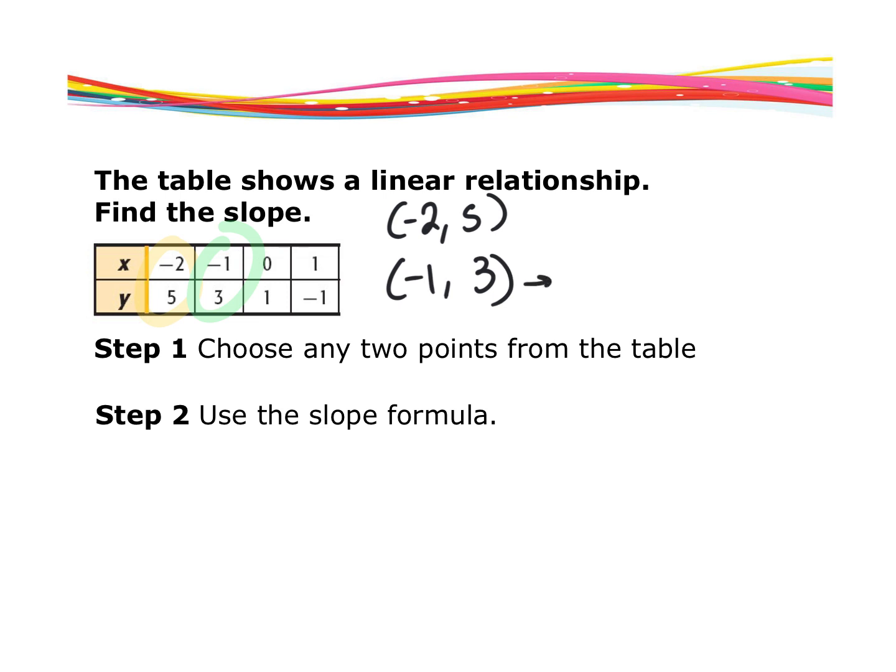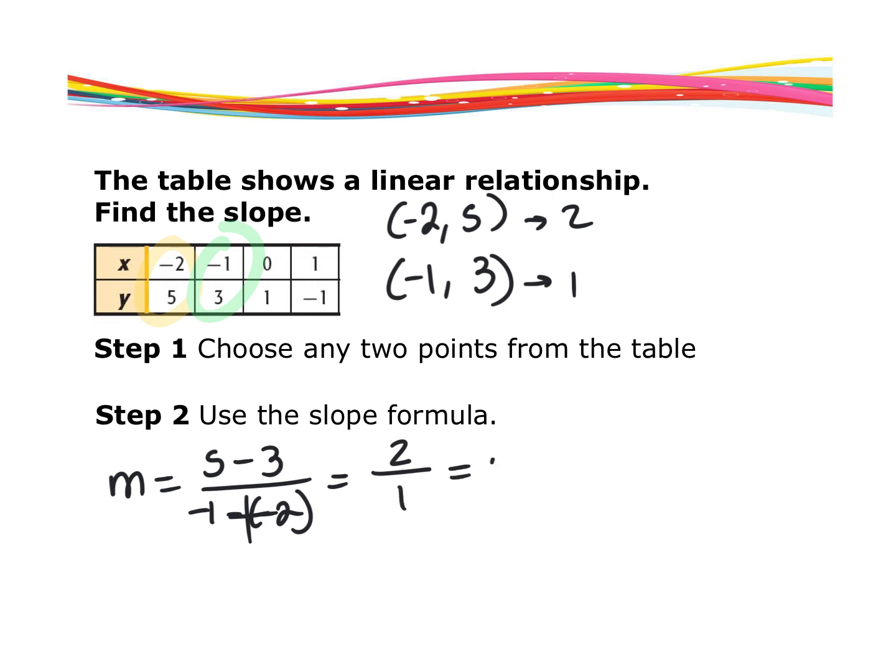So if I'm going to call these the 1s and these the 2s, I'm going to do 5 minus 3, -1 minus -2. It's going to become a positive, so I'm left with 2 over 1, which simplifies to 2.